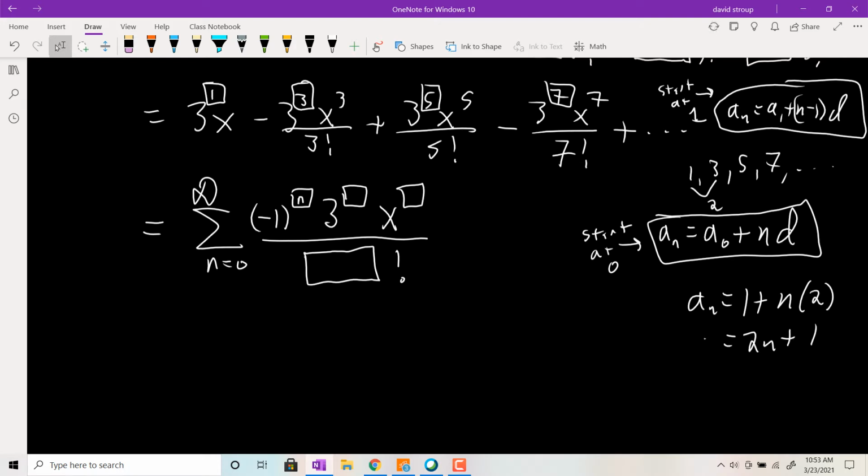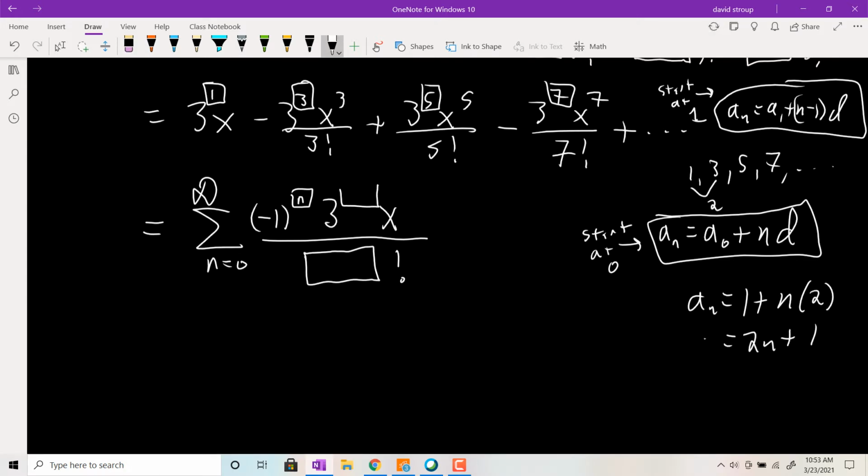Okay, and you can check that that creates 1, 3, 5, 7, etc. So if you put in 0 for 2n plus 1, you get 1. If you plug in 1, you get 3. So it works, and I'm going to need a little more room for my boxes, right?